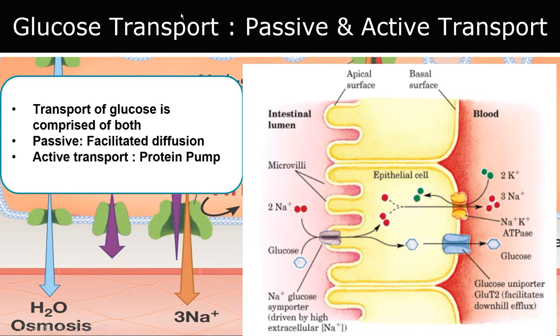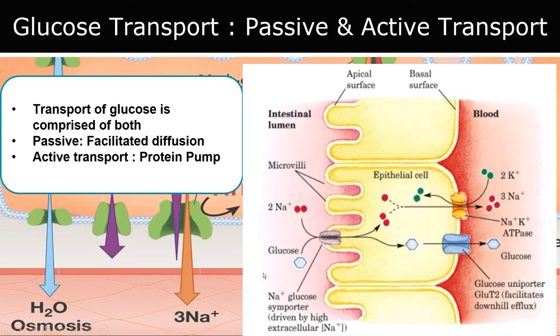Okay, so onto glucose. So the transport of glucose, again, involves both passive, facilitated diffusion, so I'm using some sort of transport protein, and then also active transport in the form of a protein pump.